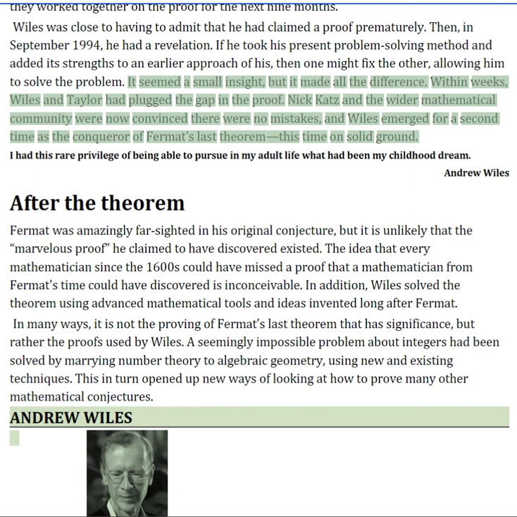Within weeks, Wiles and Taylor had plugged the gap in the proof. Nick Katz and the wider mathematical community were now convinced there were no mistakes, and Wiles emerged for a second time as the conqueror of Fermat's last theorem, this time on solid ground.